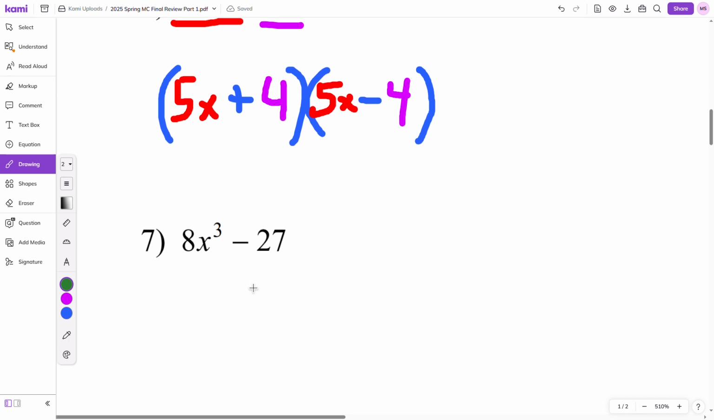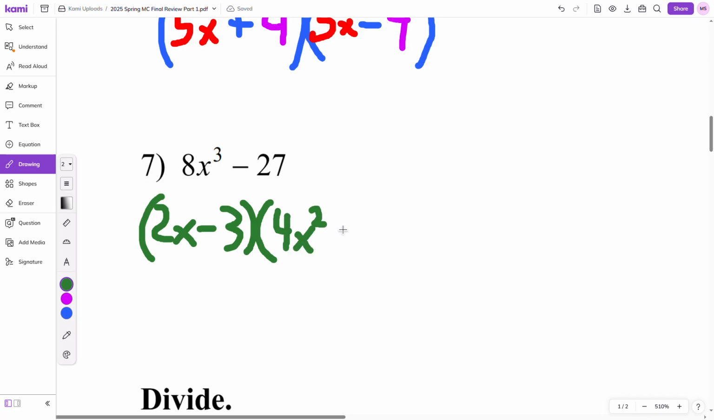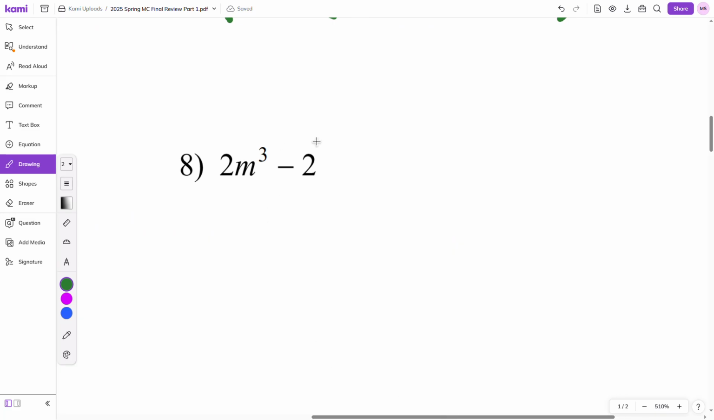Try it on number 7, but this one is the difference of cubes. So for this one, same thing. Cube root of the first one, 2x. Cube root of the second one, 3. Same sign. Square that first term. Change the sign here. Multiply the two. And add the square of the other one. So very similar, the difference of cubes and the sum of cubes. Try this one, pause it if you like, and we're back.